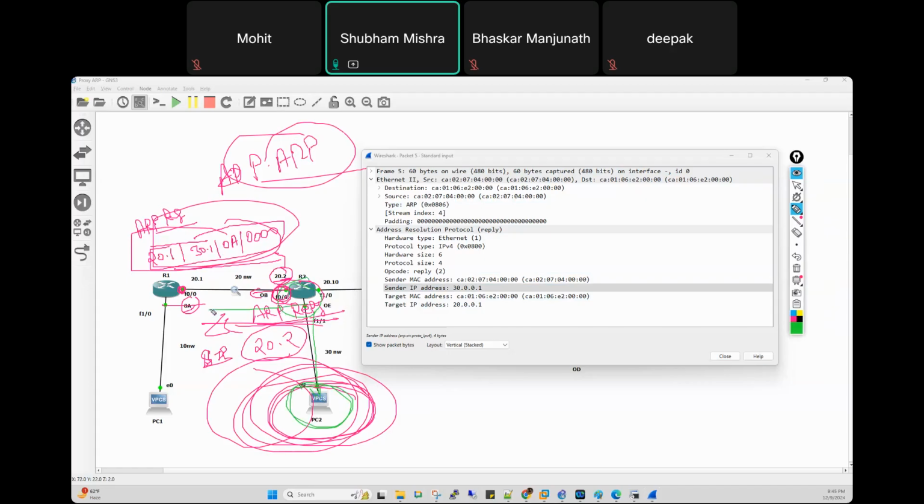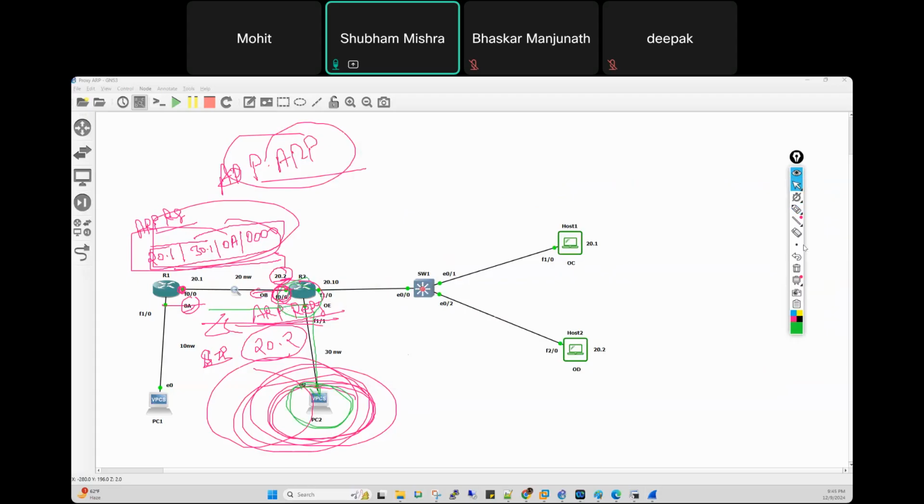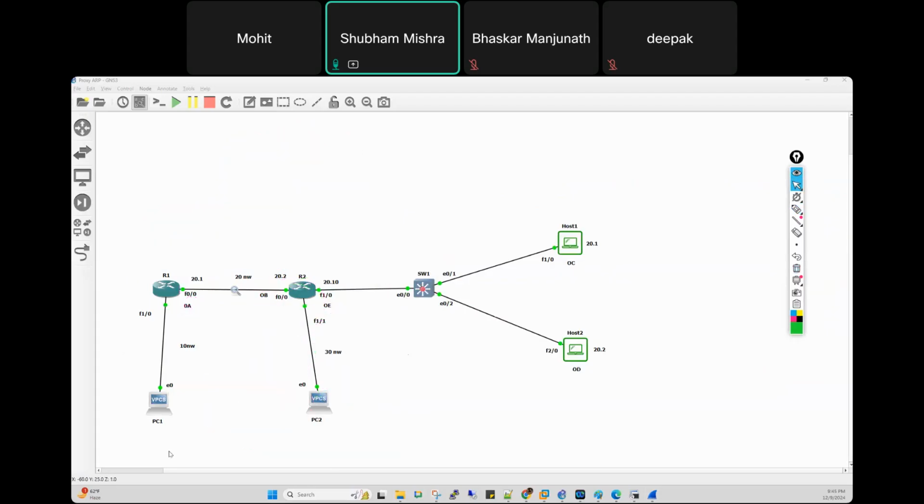Clear, guys? Everyone, you guys understand? Tell me. Yes, sir. That is called proxy ARP, guys, and that's the reason you are able to ping from PC1 to PC2. I hope you guys understand about proxy ARP. Clear, guys? Yes or no? Tell me.